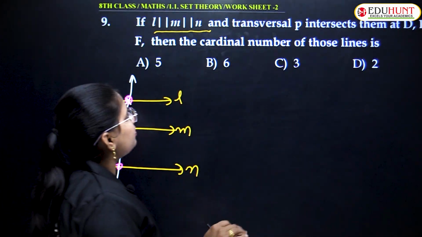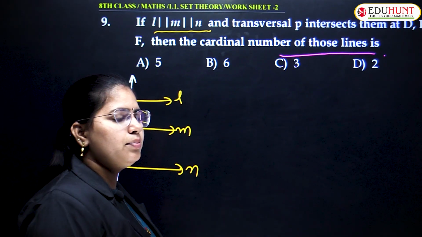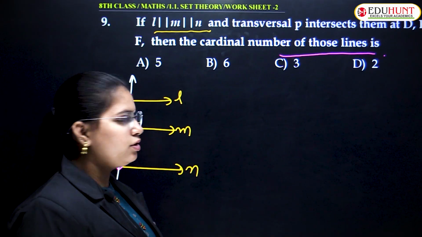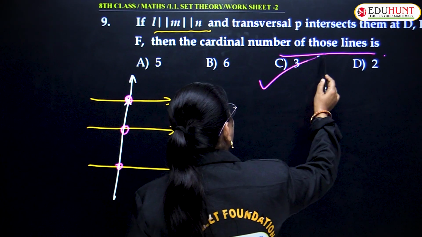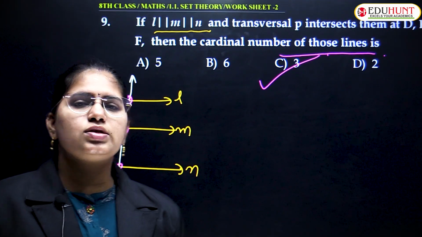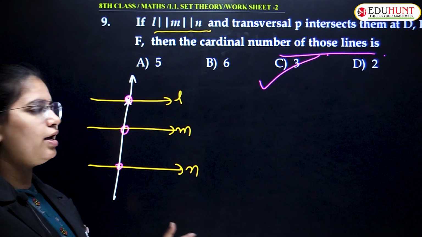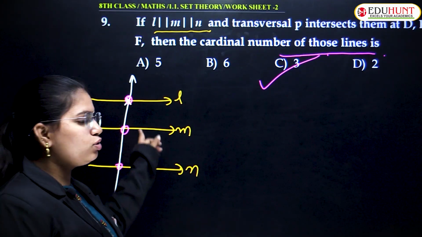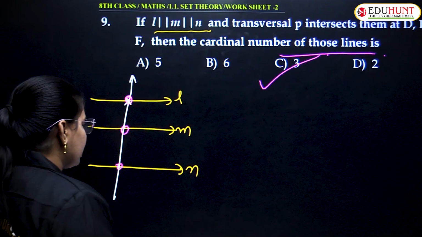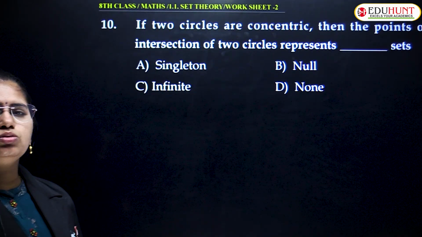Then the cardinal number of those 3 lines, how many elements are there? 3, right? So the cardinality of these 3 lines is equal to 3. If you take a transversal, 1, 2, 3, you are having 3 solutions, 3 points of intersection. So that means the cardinality is 3. I hope I am clear with this question. We will get back to the next one.